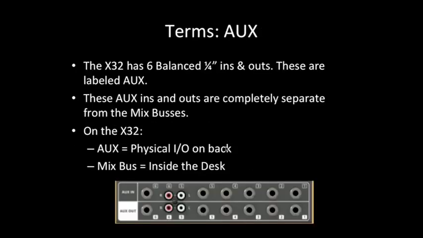The next term is AUX, and I know this has been confusing for a lot of people, but when we're talking about the AUXs on the X32, we're actually talking about the 6 balanced ins and outs on the back of the console that are labeled AUX, and you can see a picture of those right there on the bottom of the screen. So these AUX ins and outs are completely separate from the mix buses. They can be used for various purposes, but if you have a mix on mix bus 1, it's not necessarily going to come out of AUX 1. They're 2 separate items there. So just wanted to go over that concept.